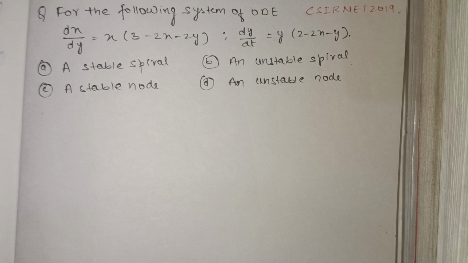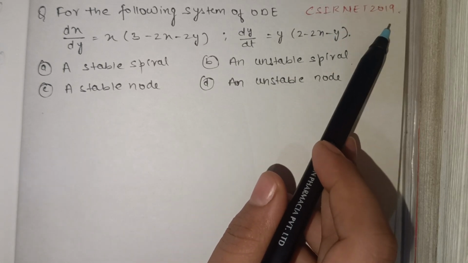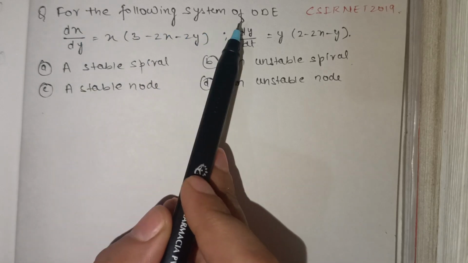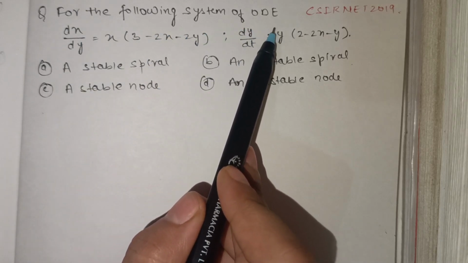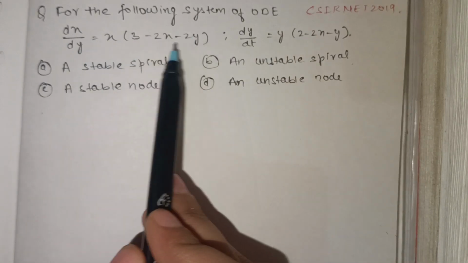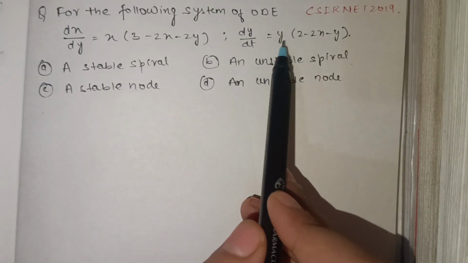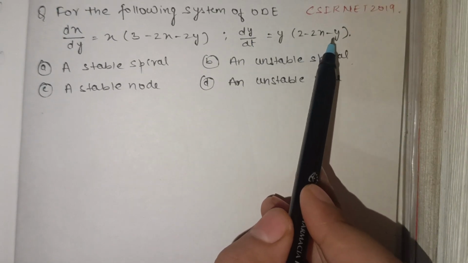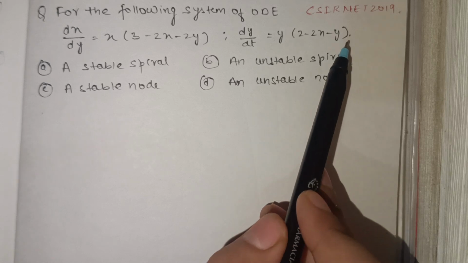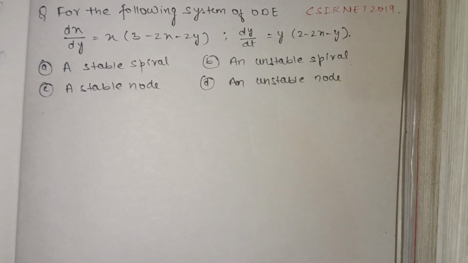In this video lecture, I am going to discuss the next PYQ of Ordinary Differential Equation asked in CSIR NET 2019. So our question is: for the following system of Ordinary Differential Equations, dx/dt = x(3 - 2x - 2y), and the second, dy/dt = y(2 - 2x - y), we have to find the nature of this critical point. Here the missing is critical point.